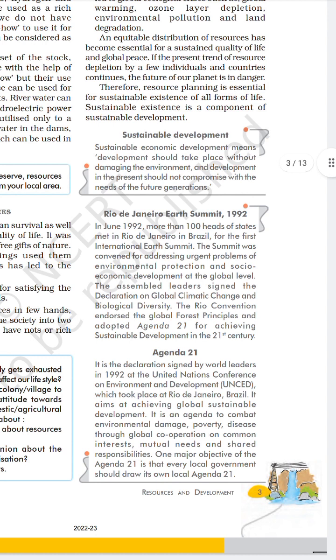Now, what is Agenda 21? It is the declaration signed by world leaders in 1992 at the United Nations Conference on Environment and Development (UNCED), which took place at Rio de Janeiro, Brazil. It aims at achieving global sustainable development. It is an agenda to combat environmental damage, poverty, disease through global cooperation on common interests, mutual needs, and shared responsibilities. One major objective of Agenda 21 is that every local government should draw its own local Agenda 21.